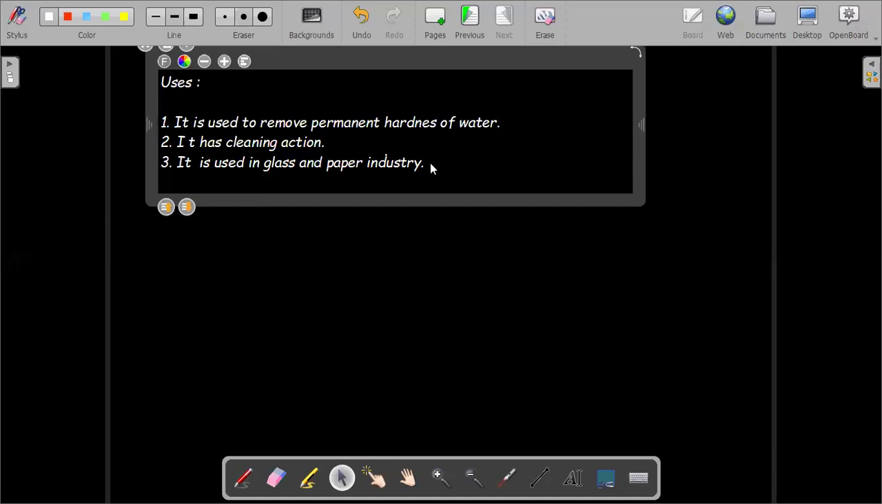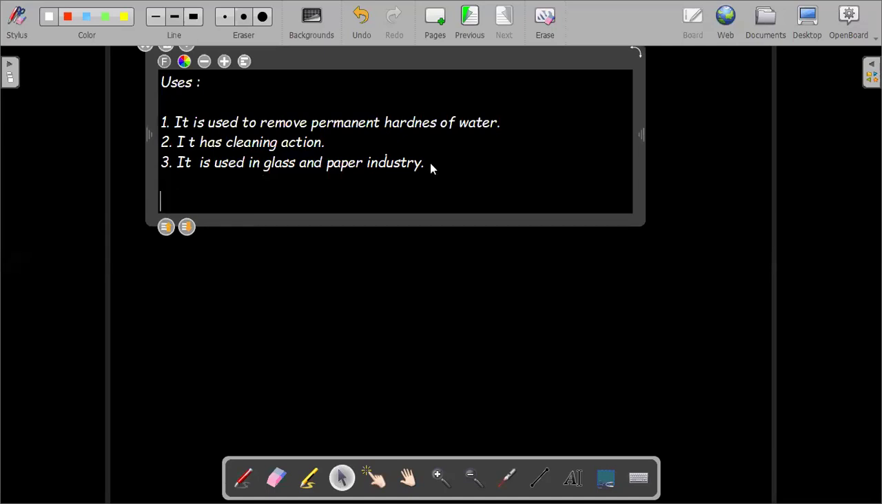So apart from the washing soda, we have other substances like bleaching powder. Can anyone give me an idea how to manufacture this bleaching powder? Sir, it is the action of chlorine on dry slaked lime. Okay, action of chlorine on dry slaked lime gives us bleaching powder, right? This was the bleaching powder.